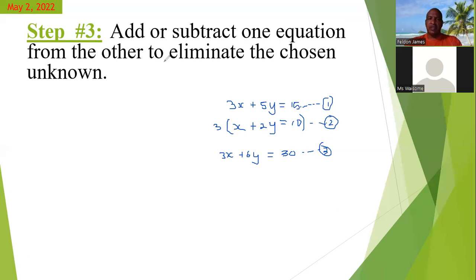All right, guys, sorry about that. So I was asking the question now. Since we want to eliminate the coefficient of x, and we're working with equation one and three, what are we going to do? Add or subtract?